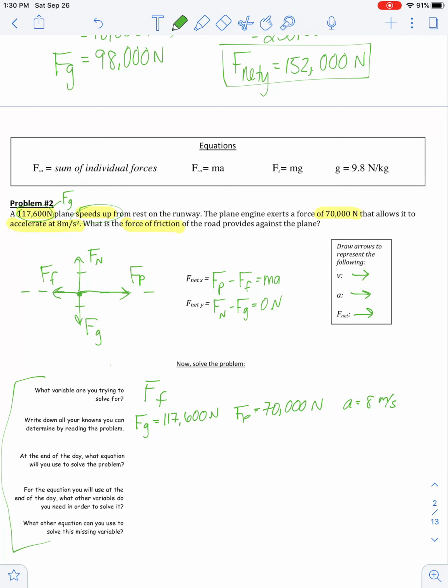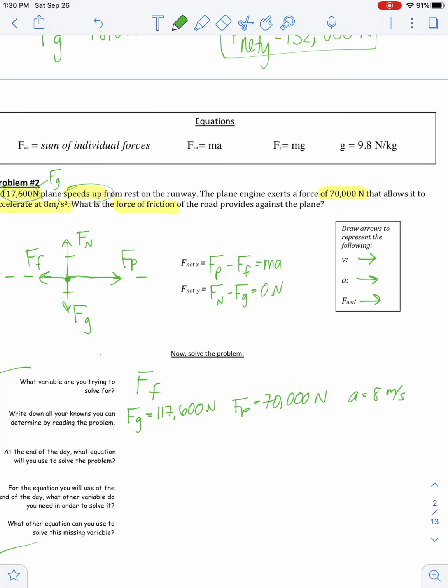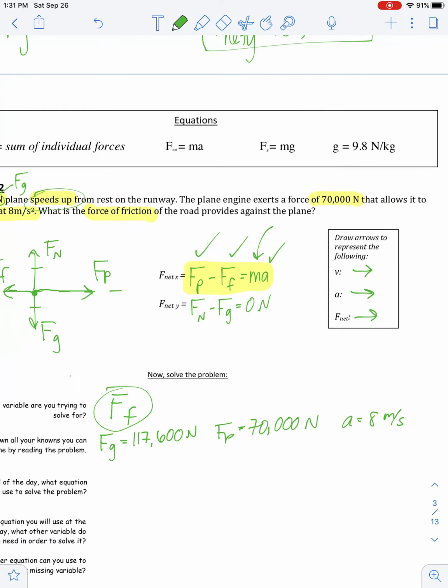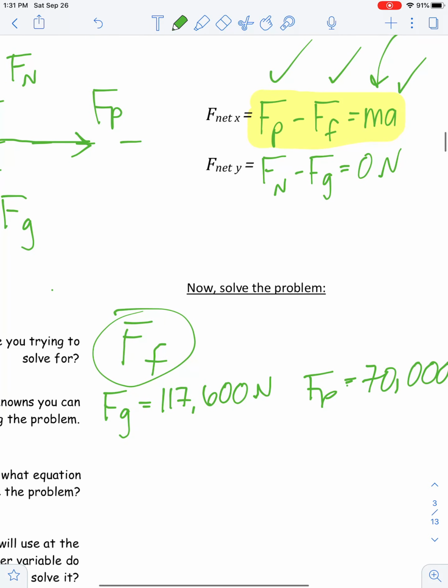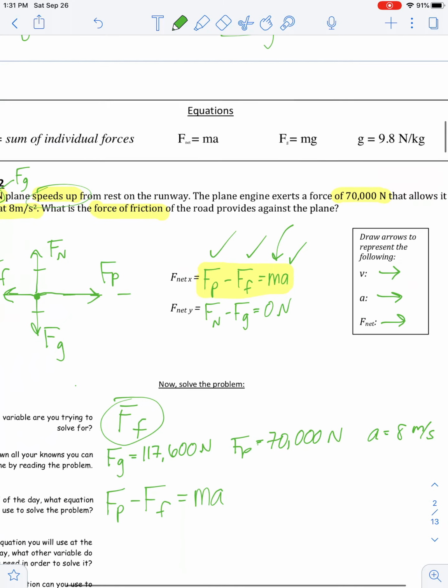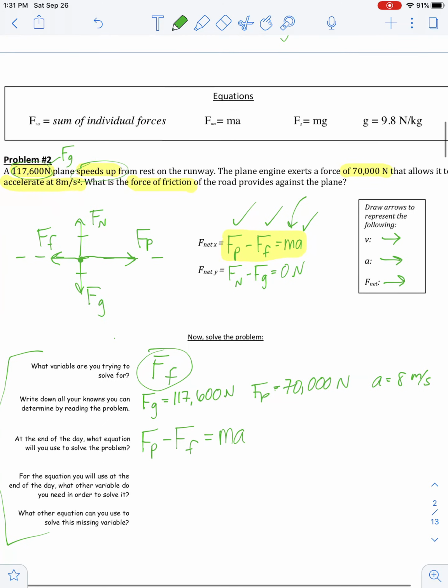At the end of the day, what equation will I use to solve for the force of friction? Looking at my F net equation, I'm going to use this portion of it. How do I know that? Well, because I know I'm solving for this. I know the acceleration. I know the push force. I don't know mass, but maybe I can do another equation to solve for mass. So I'm going to write that equation here, that FP minus FF equals MA. On your formative and summative, they're always going to be two-step problems. So it's okay if you have a variable you don't quite know yet. You're going to use another equation to solve for it.